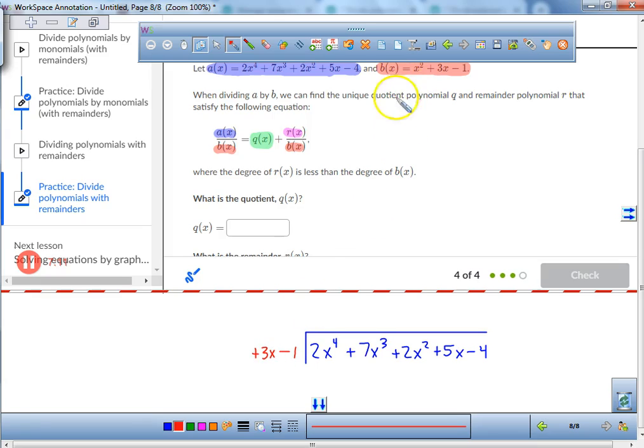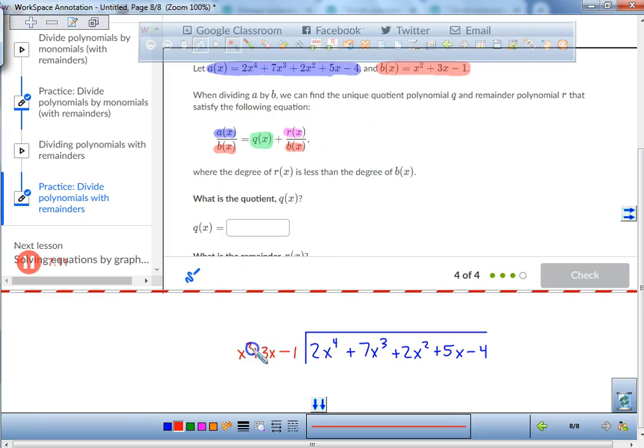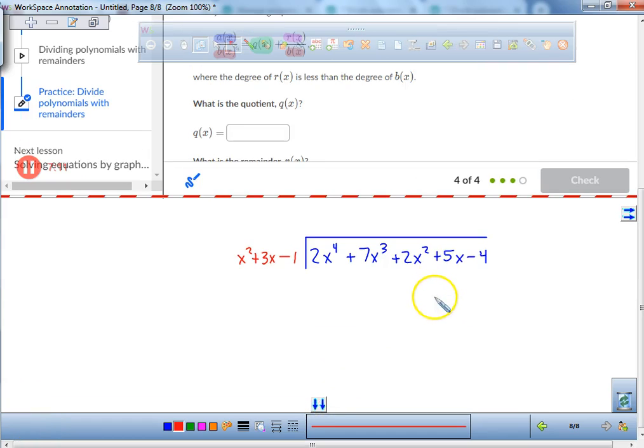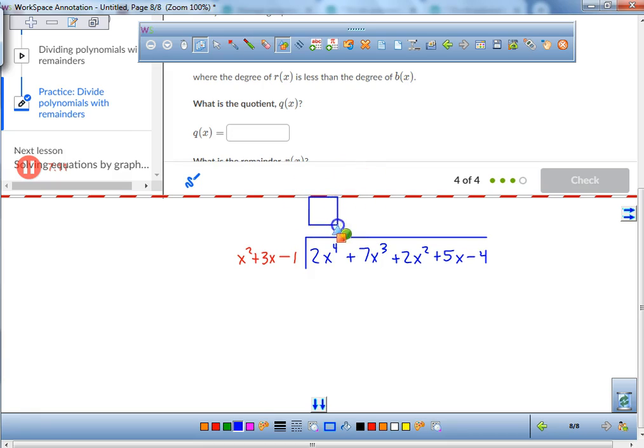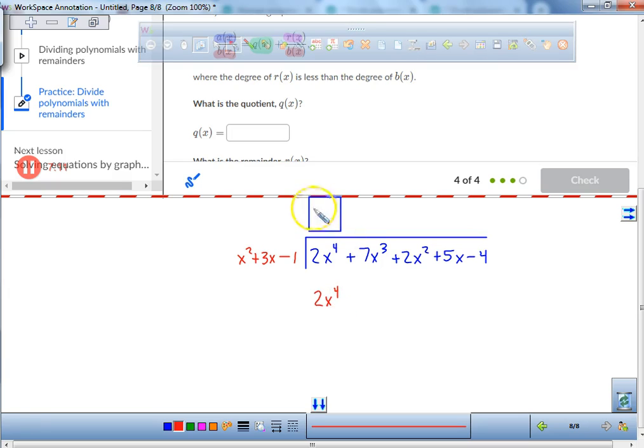Here we go. Minus 1 plus 3x, and then I have an x squared. So please, we're going to be doing long division right here. If you could please write that down nice and neat, that would be great. All right, here we go. So let's think about this. We have to figure out what number goes right here to make this 2x to the power of 4. So what number times x squared is 2x to the power of 4? Well, that's going to be 2x squared.